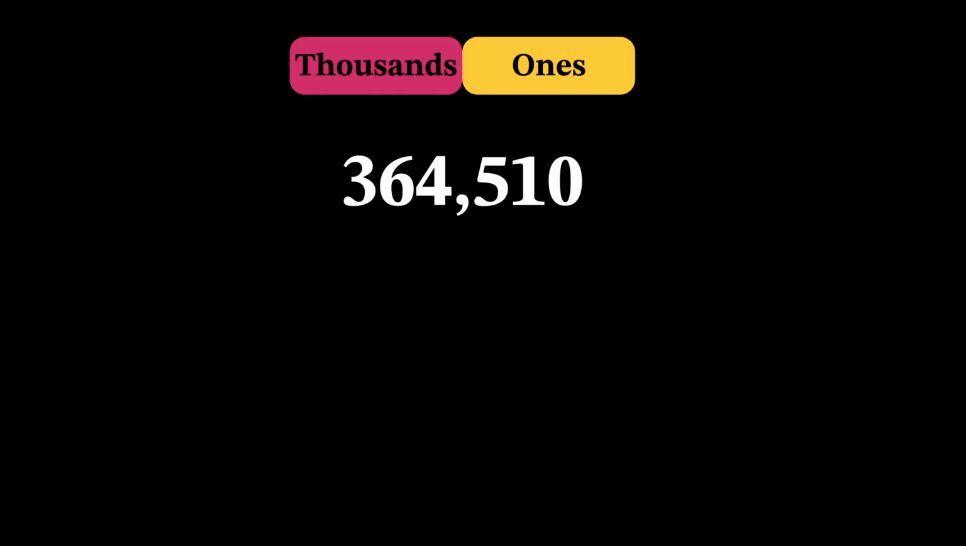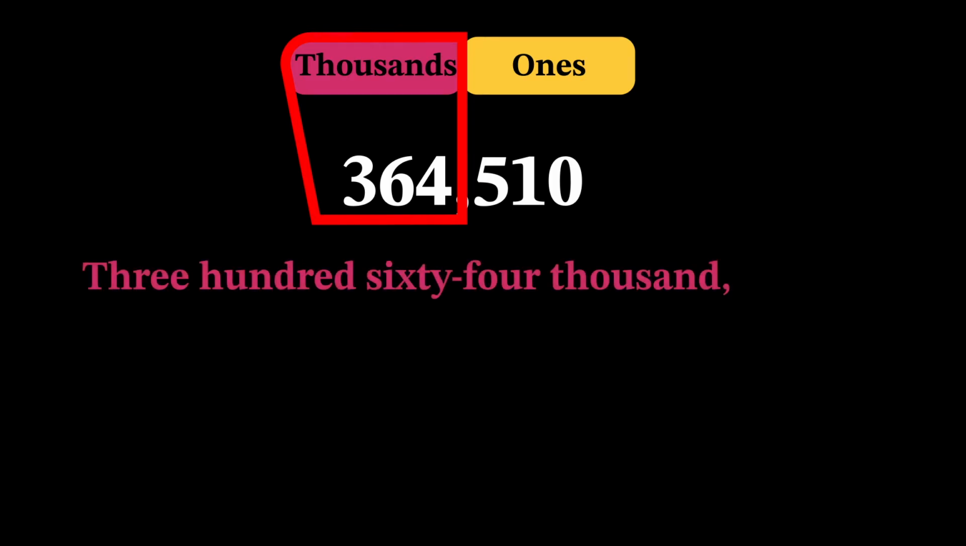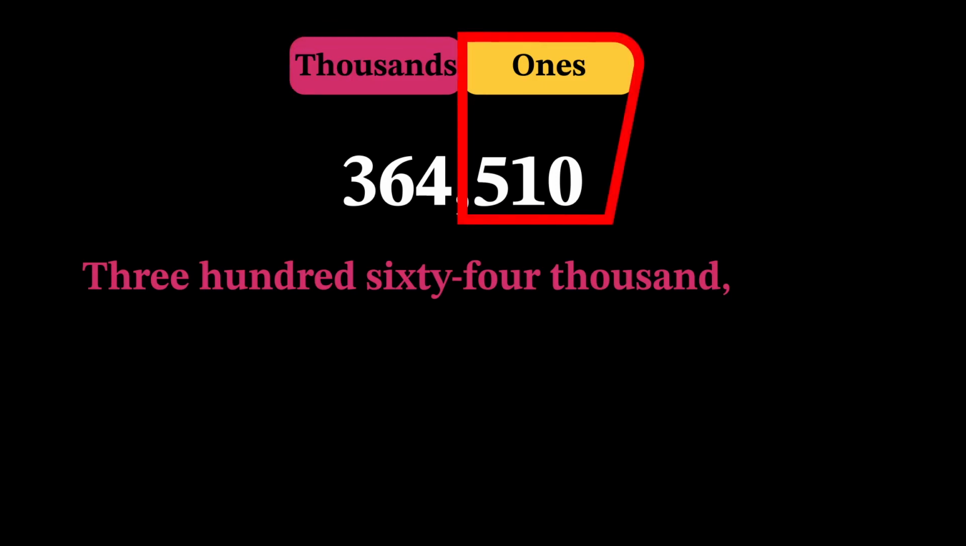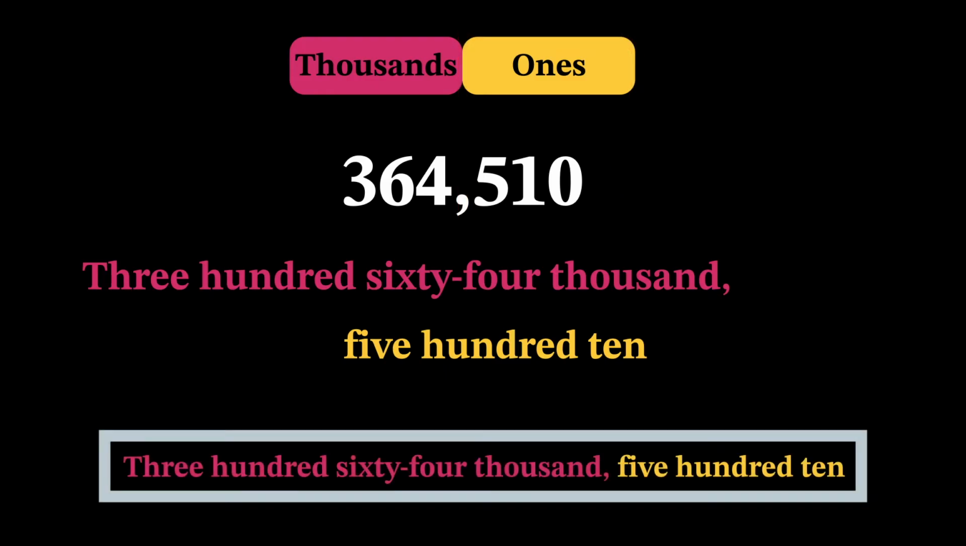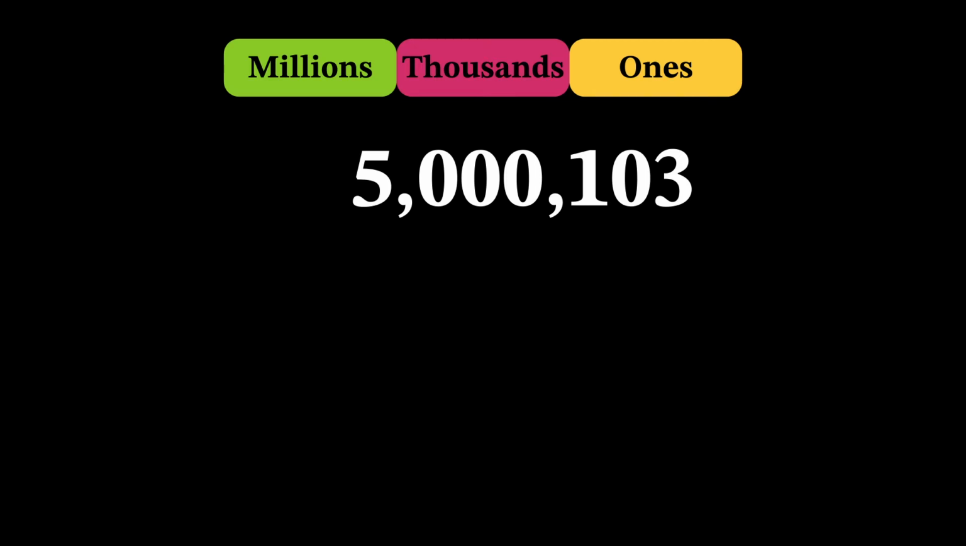Our second example is this number right here. Let's identify the largest period. We have ones, thousands. Starting all the way on the left, there is 364 in the thousands period, so we can go ahead and name this 364,000 and put a comma. Looking at the next period, there is 510 in the ones period. Since we don't name the ones, we just write 510. Putting it all together, we write this number as 364,000, 510.